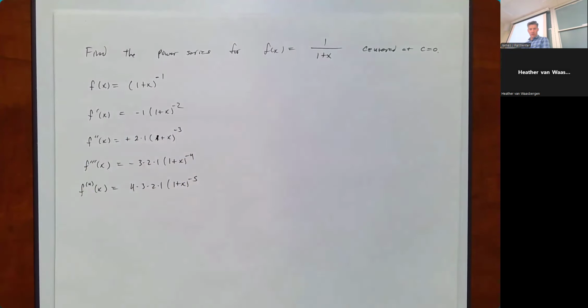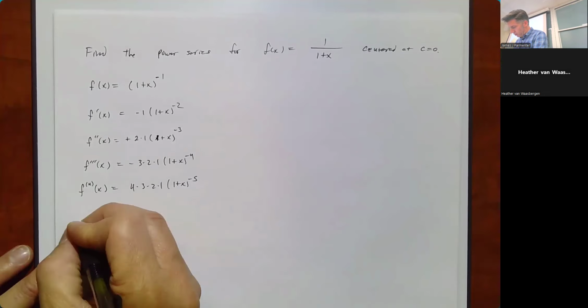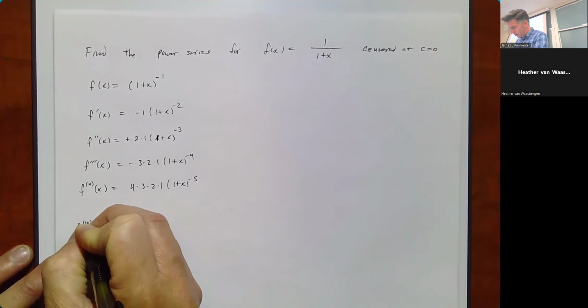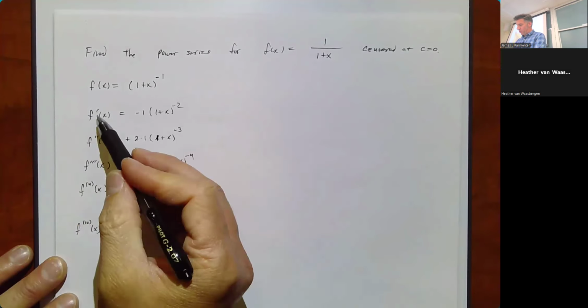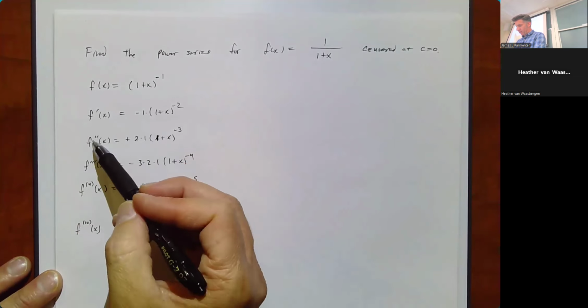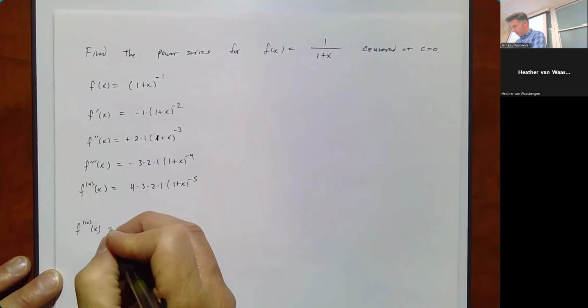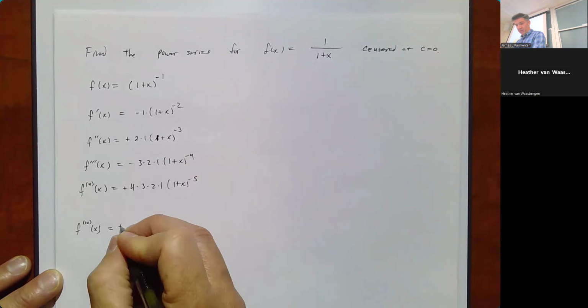And then if I'm feeling good about, like, I think I know what the pattern looks like, then I kind of try to go down to like the 10th derivative. So if I wanted to do the 10th derivative, well, I'm noticing that the odd ones have negatives and the even ones have positives. So it's going to be a positive.